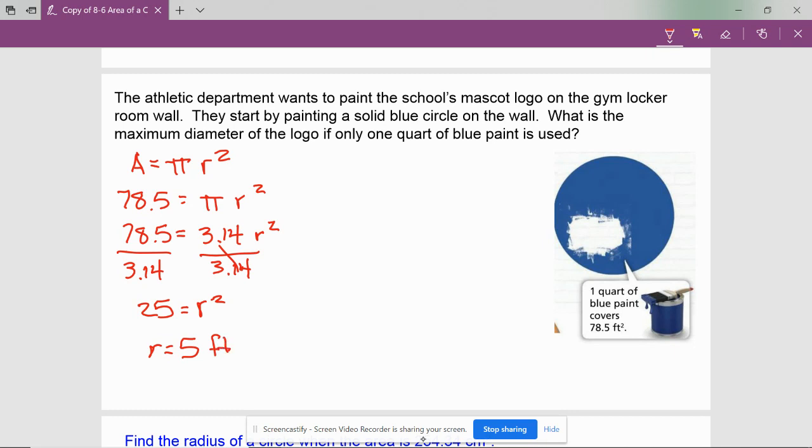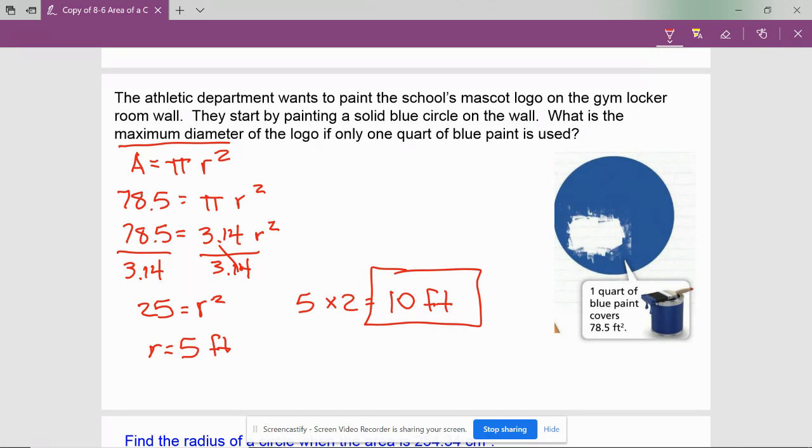How do we turn that into diameter? It is asking us for what's our maximum diameter of our logo. So we have to take our radius and we have to multiply that by 2. So we're going to take 5 times 2, which is going to equal 10. And again, that's in feet. So that is our diameter. So this is our answer right here. It says, what is the maximum diameter of the logo? So our maximum diameter of the logo is going to be 10 feet.